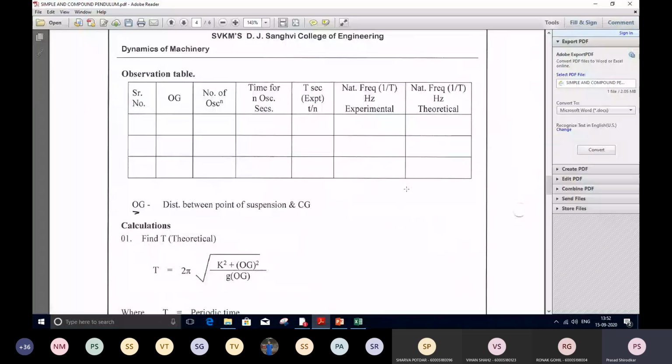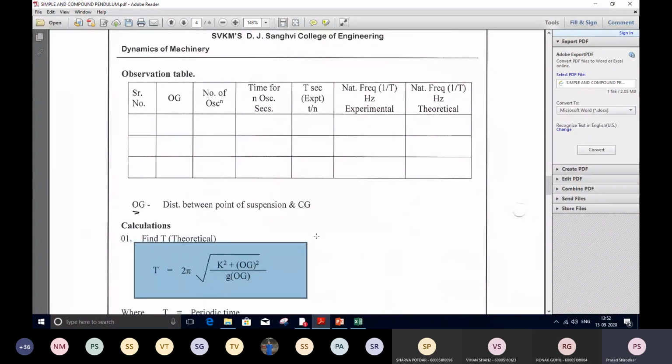All right, so that is as far as the demonstration is concerned, that's all. Now we will go for the calculations. In this calculation, first you have to calculate the theoretical natural frequency. How will you calculate it? You will calculate by using this equation: T is equal to twice pi into root of (k square plus OG square) divided by (g into OG). Now OG you will get from this table.